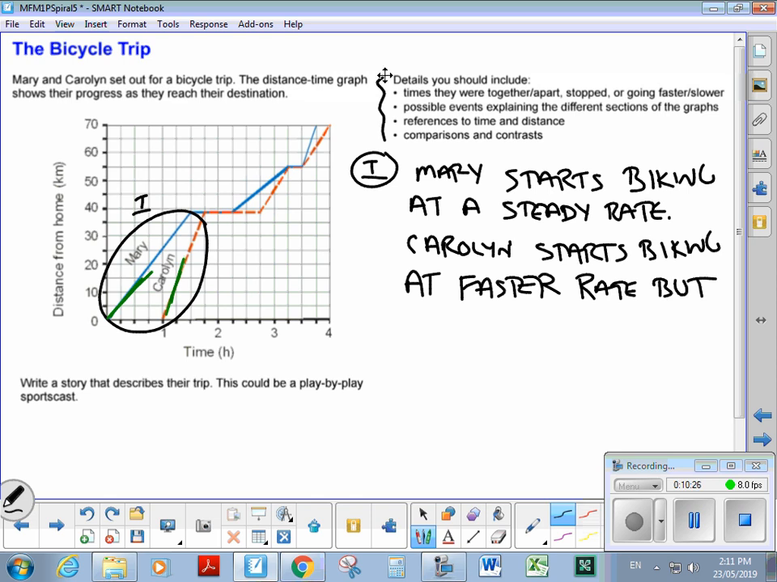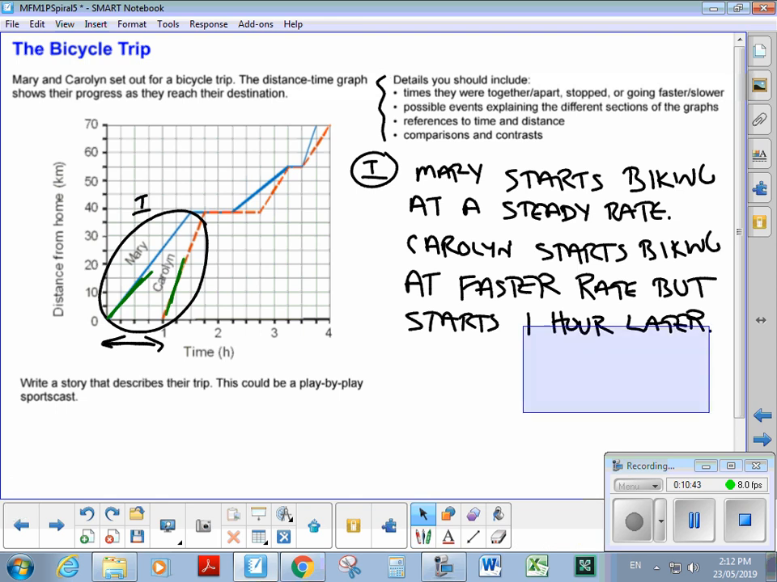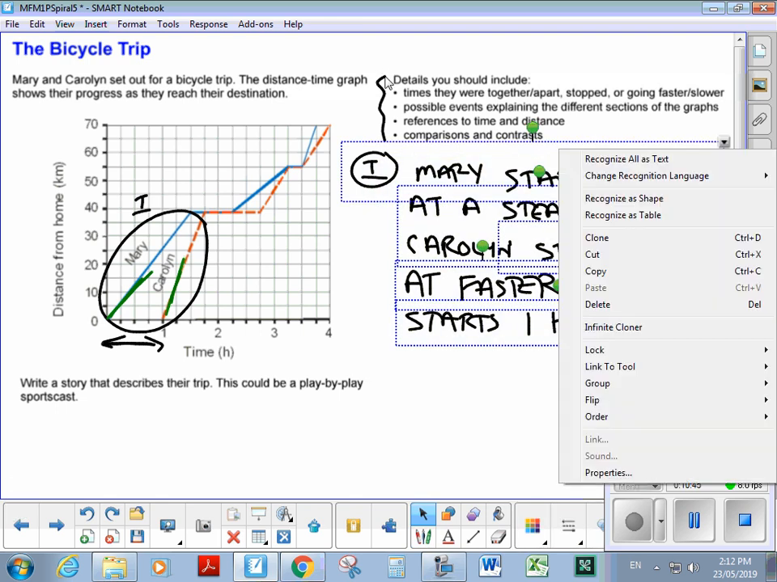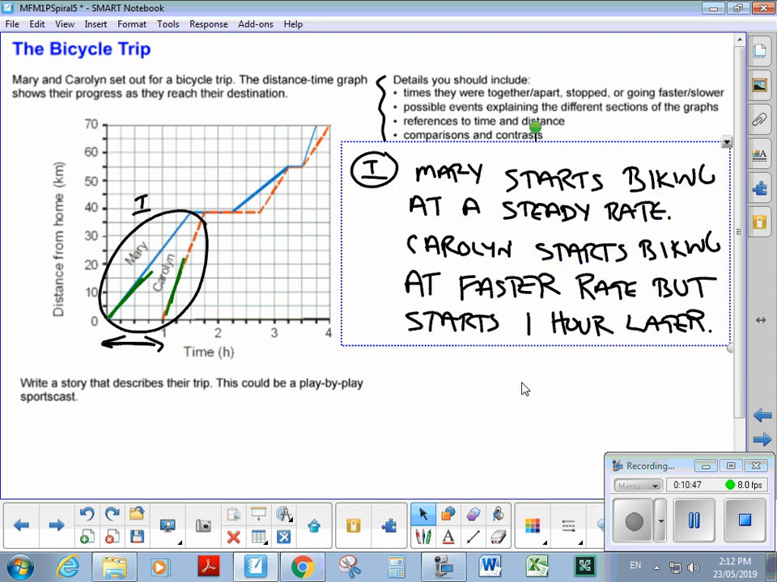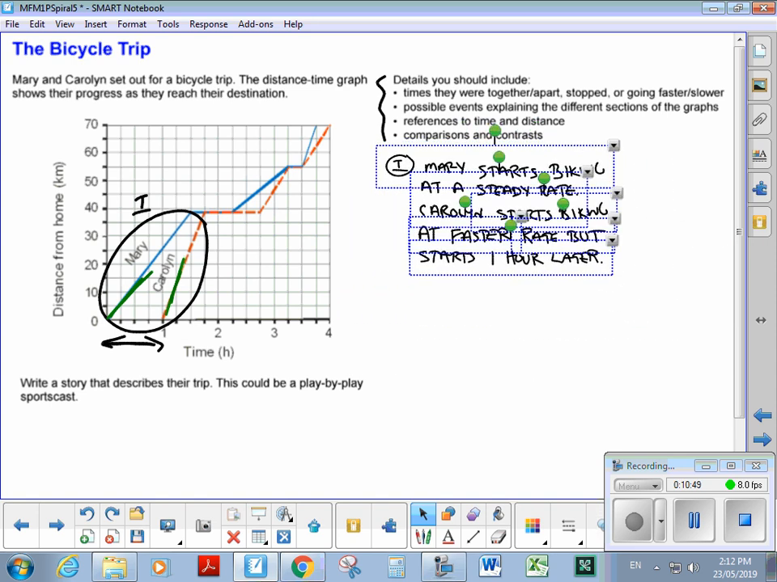But the difference is she didn't start at the same time. So she starts 1 hour later. Now, you probably have a little bit more space, so I'm going to keep shrinking this down, but it's a little easier probably for you. You just keep moving down.